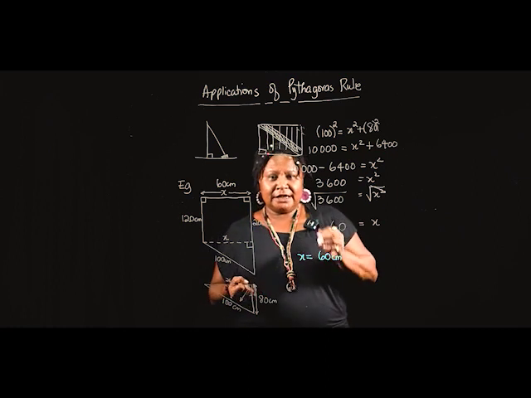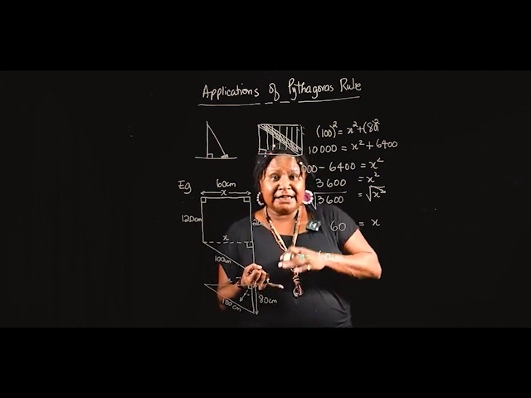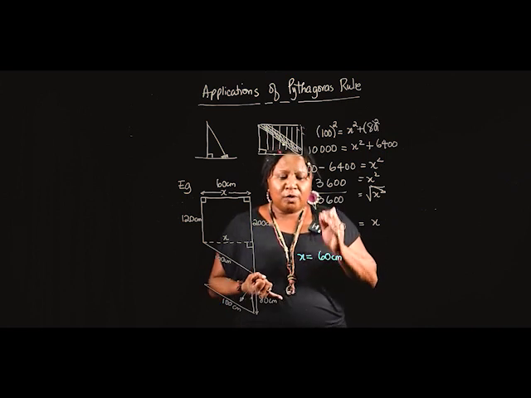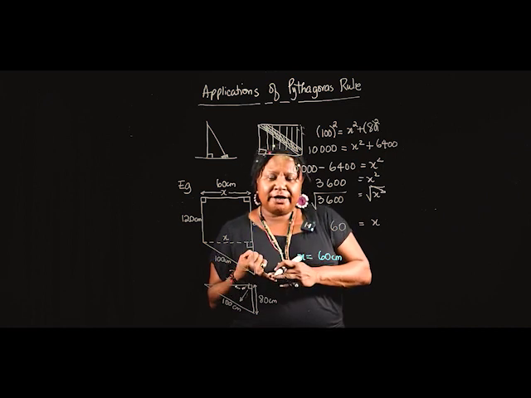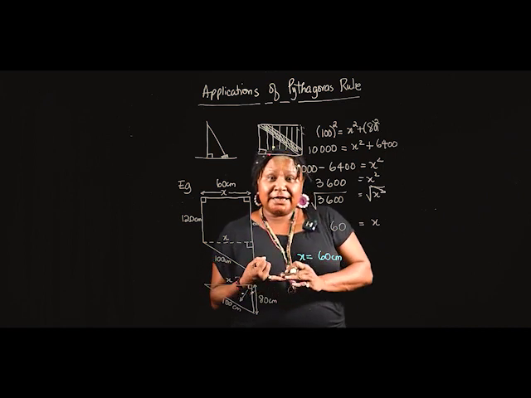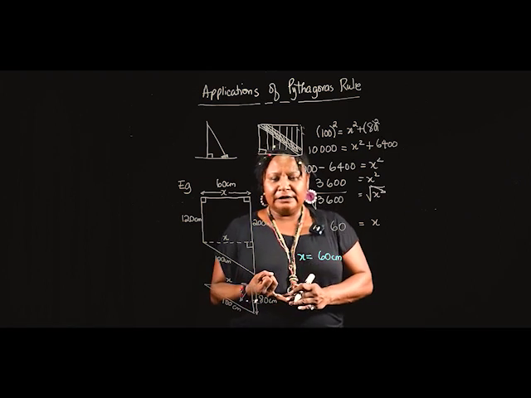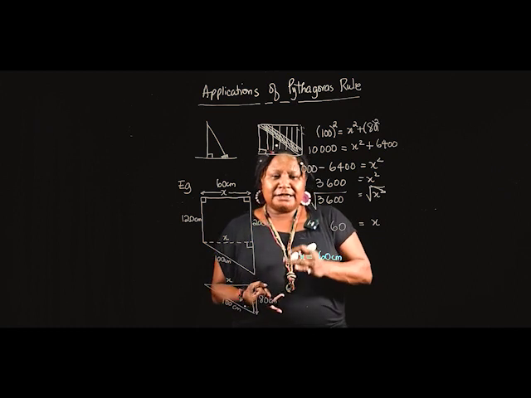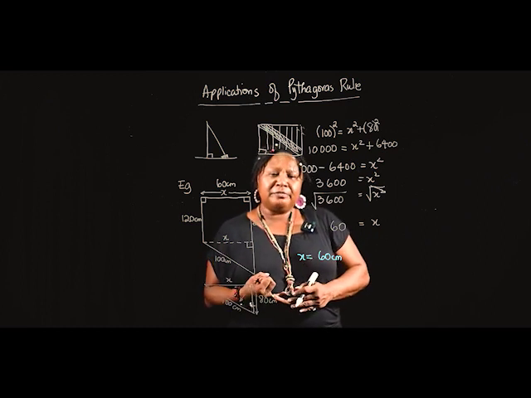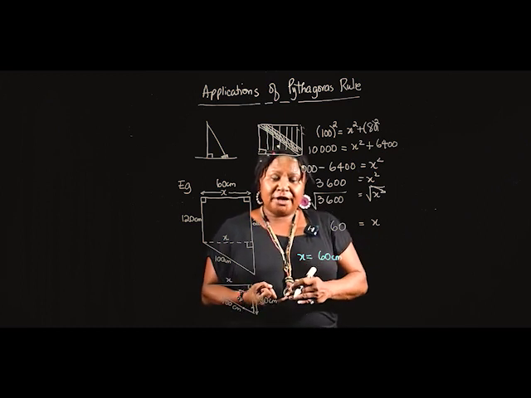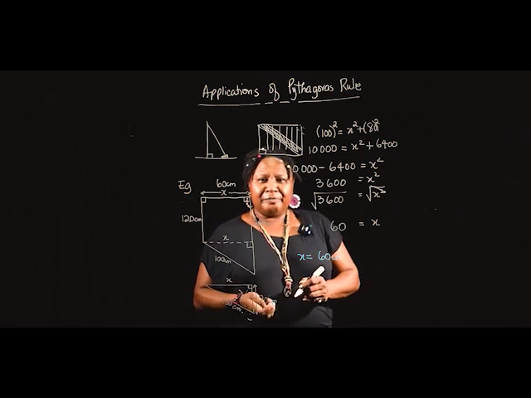So the best thing to do is to follow these steps. You draw a neat and clear diagram of what is in the word problem, okay? Once you have drawn your diagram, you get all the measurements that have been outlined in that word problem. Put it on your diagram, okay? Also mark in the sides that are unknown. Once you have all that information on a diagram, you now use the Pythagoras rule with the measurements that you find on your diagram, okay?